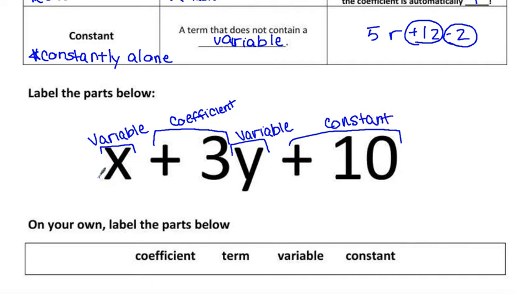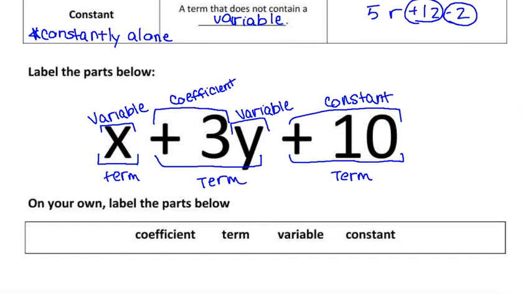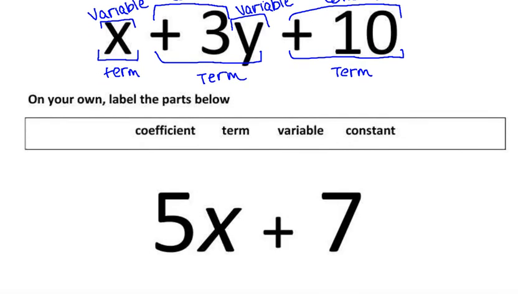And then the last thing I need to do is the terms. So this is a chunk of a term. This positive 3y is a term. And this positive 10 is a term. So what I want you to do is I want you to label the one down below, that 5x plus 7. Go ahead, do it on your own, and when you're ready, unpause the video and I'll show you the answer.